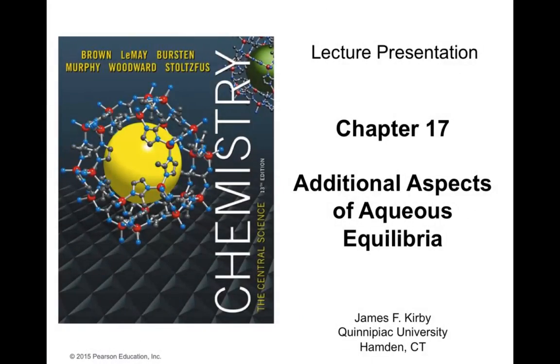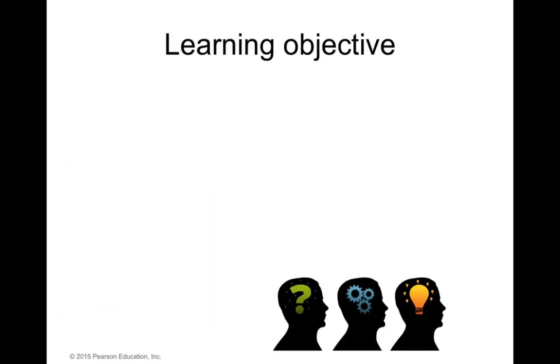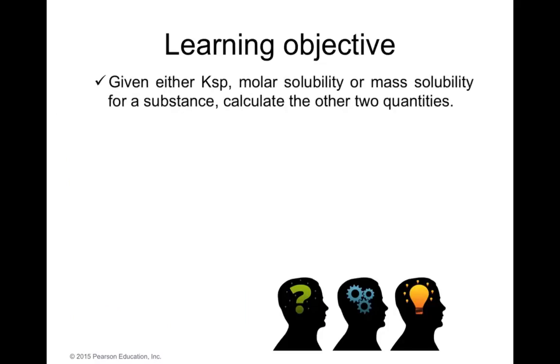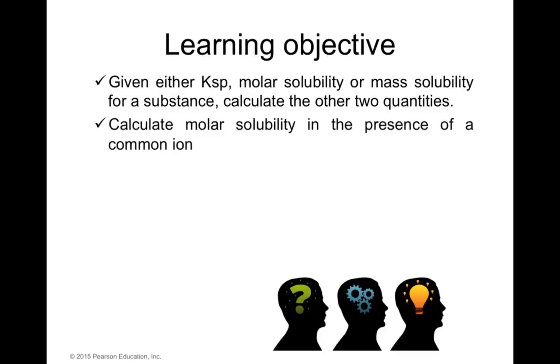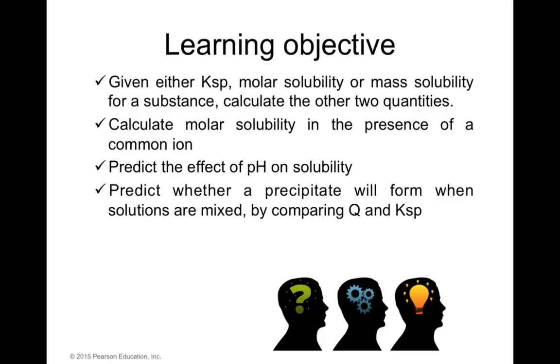This is the third part of Module 17, and by the end of this module, you'll be able to, given either Ksp, molar solubility, or mass solubility for a substance, calculate the other two quantities. Also, you will calculate the molar solubility in the presence of a common ion. You will predict the effect of pH on the solubility. Also, you'll predict whether a precipitate will form when solutions are mixed by comparing the Q and Ksp.